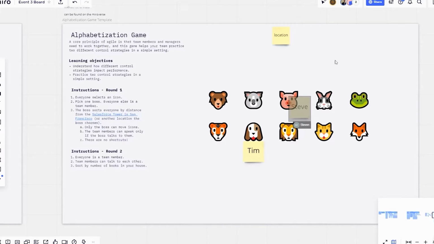That bear kind of looks like a honey badger. The honey badger doesn't care, obviously. Exactly. So, that was nice.